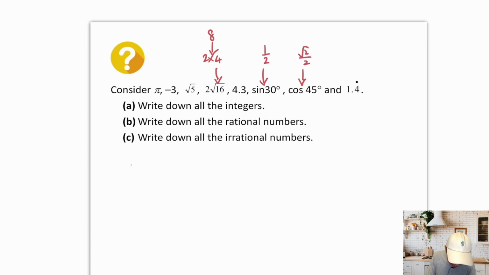Part A, write down all the integers. Integers include negative 3 and 2 root 16 and no more. Part B, write down all the rational numbers. Negative root 3 is a rational number. It is an integer. Next one is 2 root 16 because it is an integer. 4.3 is a terminating decimal.